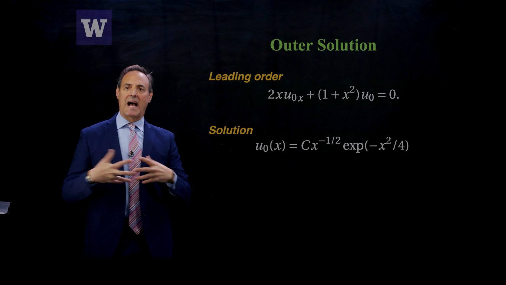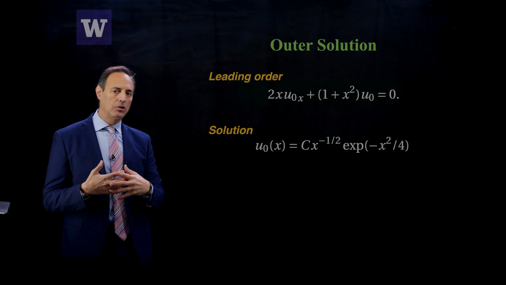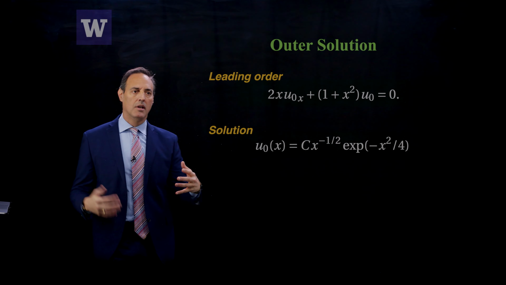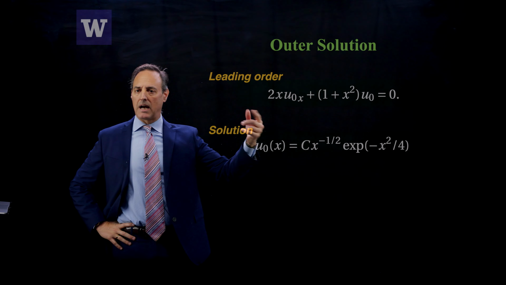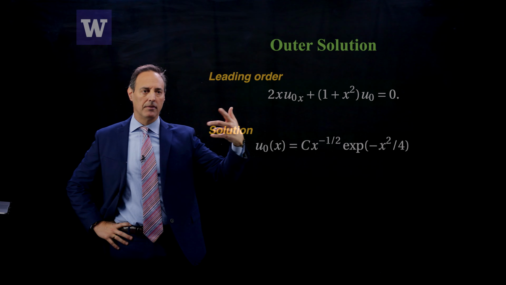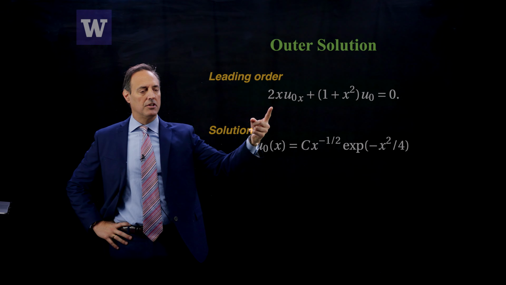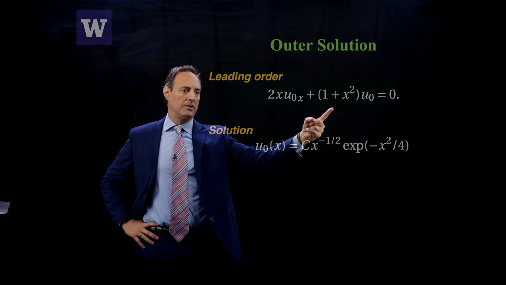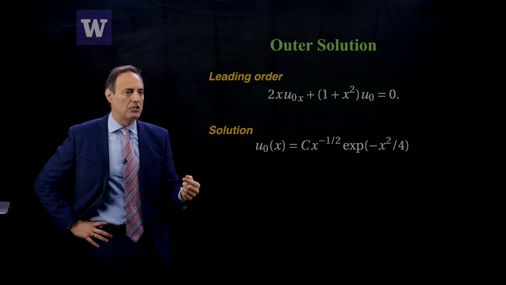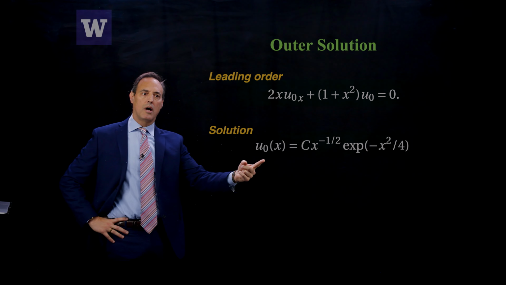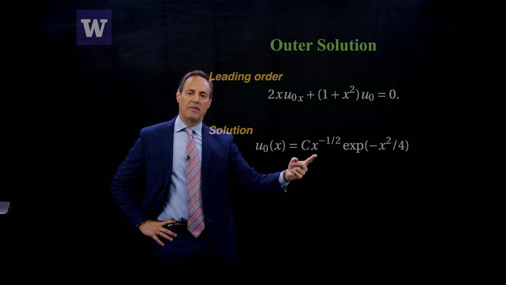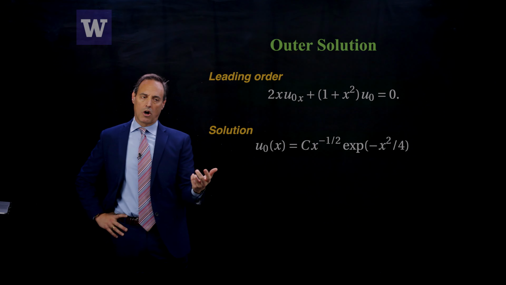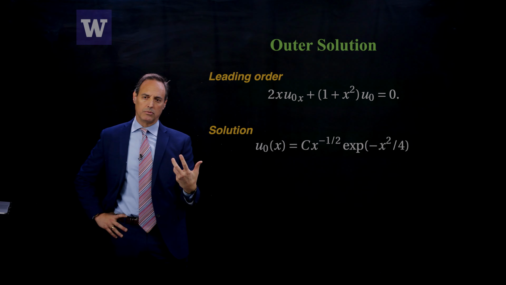So let's talk about the outer solution. The outer solution, again, you simply expand in a regular perturbation expansion, and the outer solution then drops out the second derivative, and you get just the first order derivative. This is your governing equation: 2x u naught x plus 1 plus x squared u naught equals 0. And the solution is given by this. U naught of x is equal to x to the -½ times a Gaussian. Okay? So you can solve this problem and you have your outer solution.